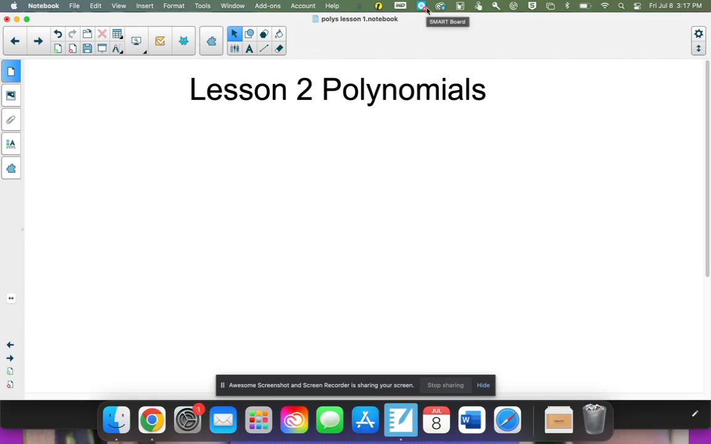Okay, so lesson 2 in polynomials. So far, we have learned to describe them by degree and by the number of terms and to put them in standard form. So now you are going to learn how to add and subtract them.